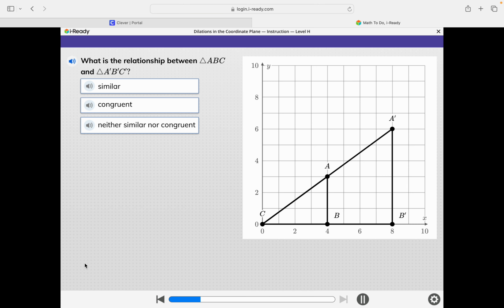Similar. Congruent. Neither is similar nor congruent. What is the relation? Just here, this one. Triangle ABC, what happened?